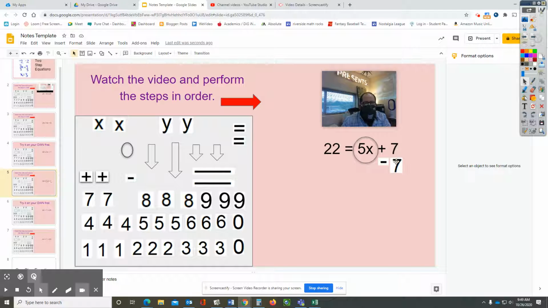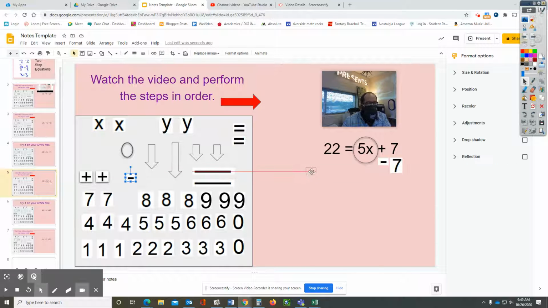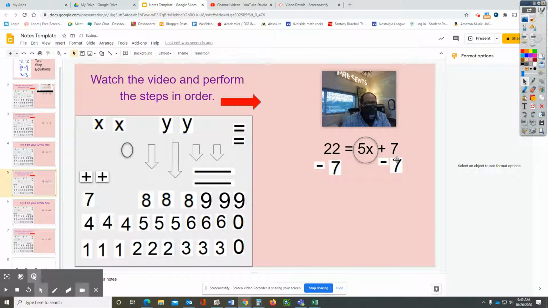But remember, if I subtract 7 on the right-hand side, I need to also subtract 7 on the left-hand side. So I'm going to drag over my minus 7 here. So there is a minus 7 there. Now, again, 7 minus 7 is 0. So we don't have to perform that operation because they're just zeroed out. They cancel each other out.